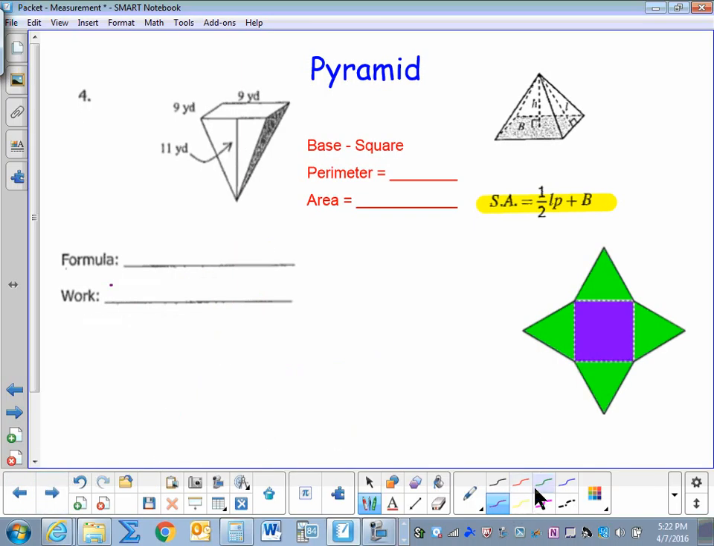The surface area of a pyramid is 1/2 the lateral height, the slant height, times the perimeter plus the area of the base. So the slant height is 11. And let's look at the base here. We have a square. So 9 on each side. So 9 times 4 makes the perimeter 36 and makes the area 9 squared, which is 81. So 1/2 times 11 times 36 plus 81.